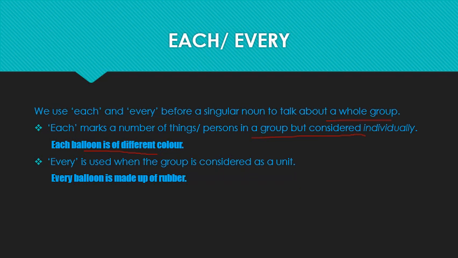Now comes every. Every is used when the group is considered as a unit, as a whole. Like every balloon is made up of rubber. In this case, we are talking about the whole unit. In that case, we are referring to all the balloons as every. Every balloon is made up of rubber.